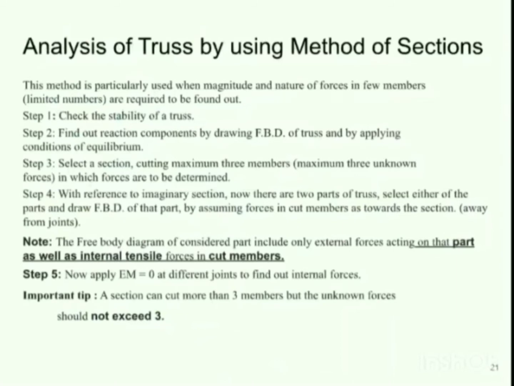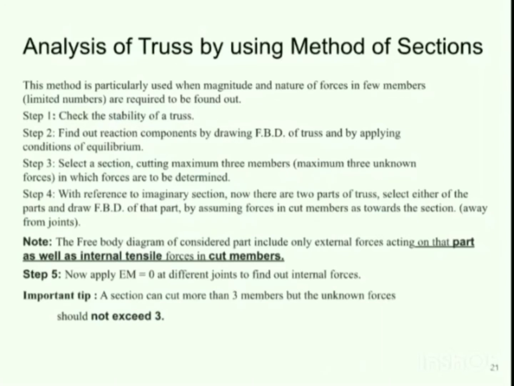Now, this method is mostly used when we are required to find out the member forces of few members. Let us say a truss may contain 10 members, so we are interested in finding out the magnitudes of only 3 member forces. So in that case, if we proceed by method of joints, then it would be very laborious, it would be more time consuming. So instead we will go for using method of sections.